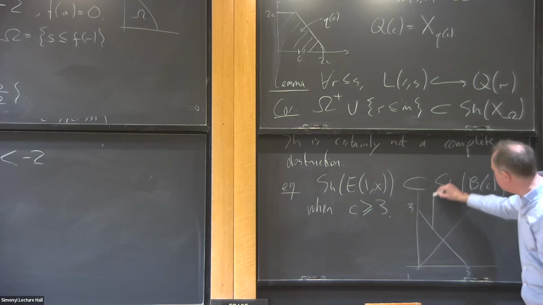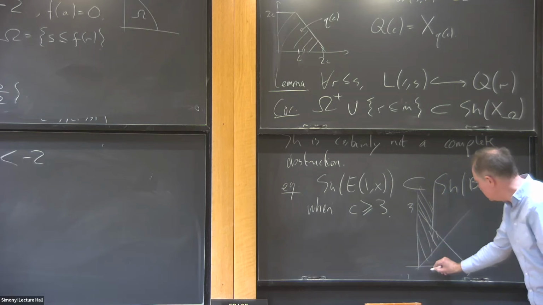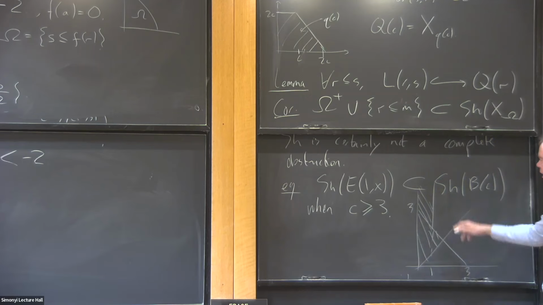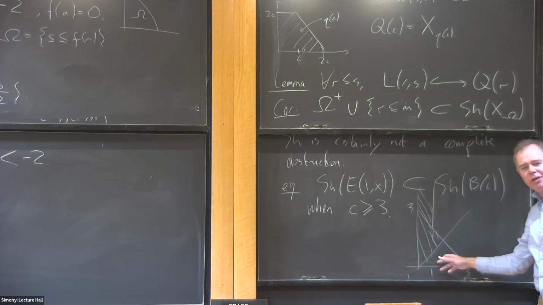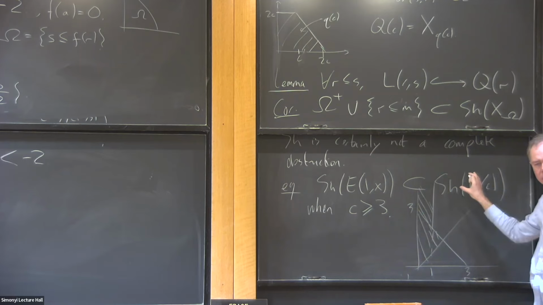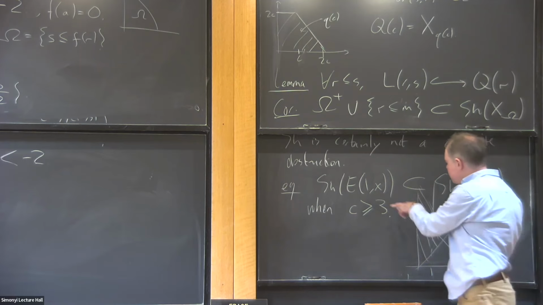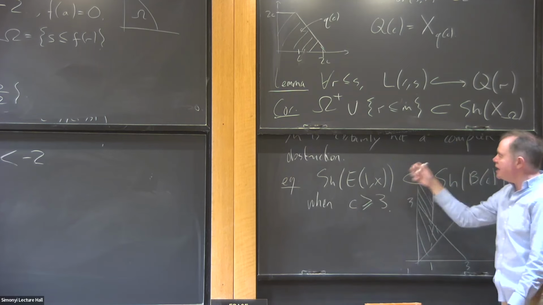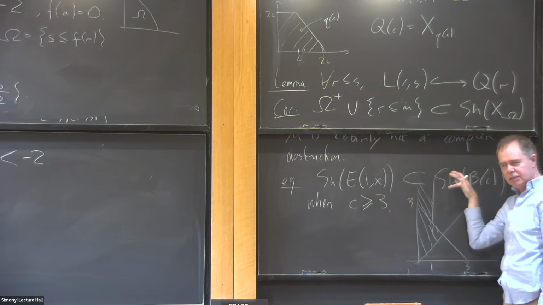So you draw the line up at 1 here. But E1x, its maximum R coordinate is 1 anyway. So E1x is completely inside the shape. So I get no obstructions to this kind of thing. However, C bigger than 3 is certainly not necessary to get an embedding of an ellipsoid into a ball.